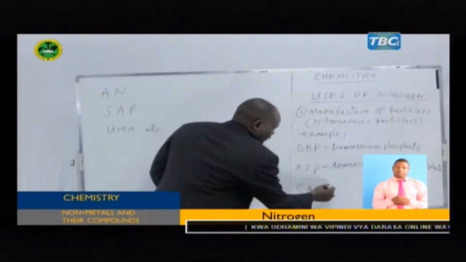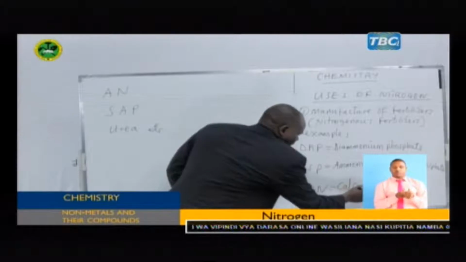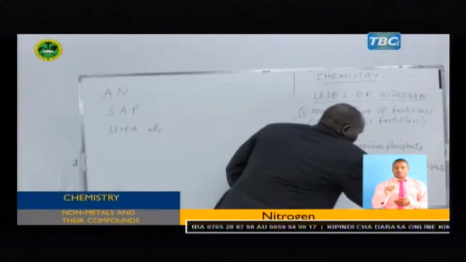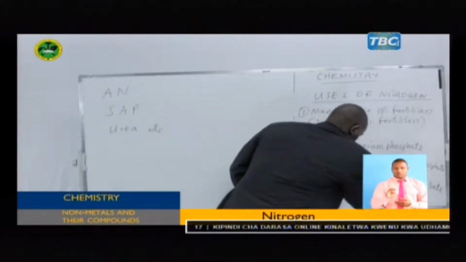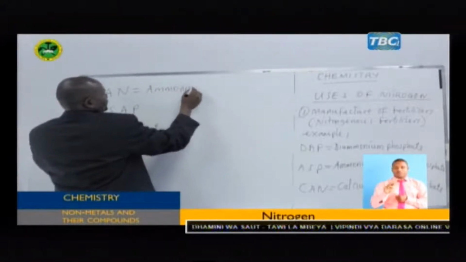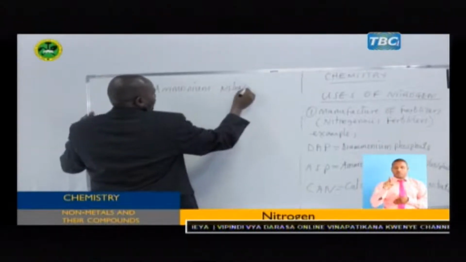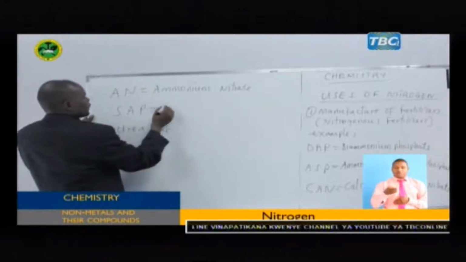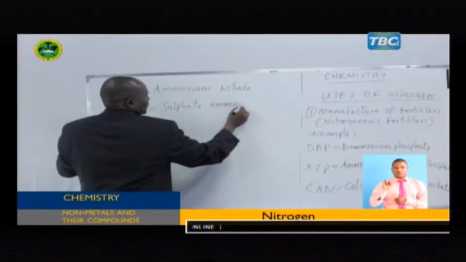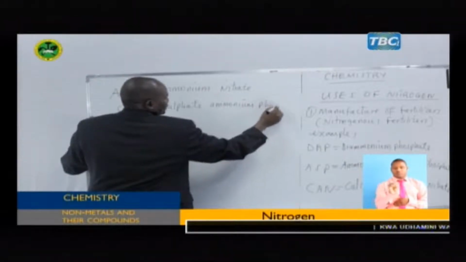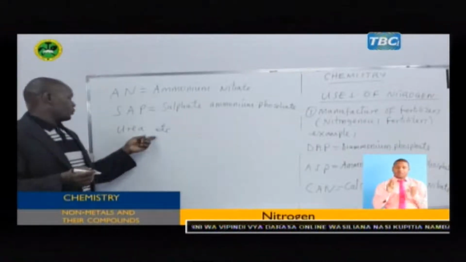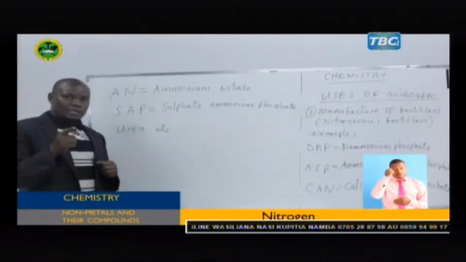CAN stands for calcium ammonium nitrate. AN stands for ammonium nitrate. SAP stands for sulfate ammonium phosphate. And urea is the name it is. I know you remember that even urea in your body contains ammonia.